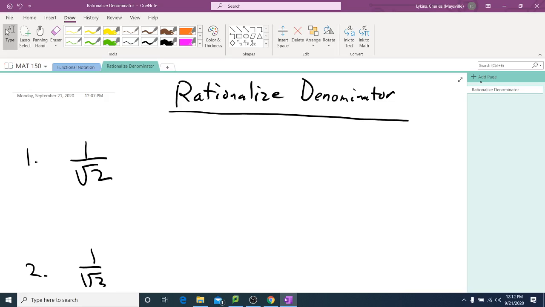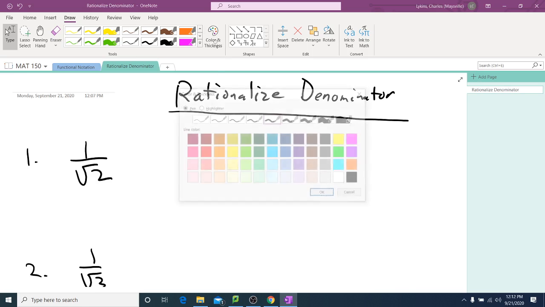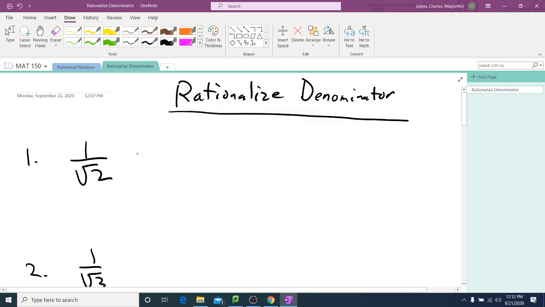Okay, welcome. Today we'll talk about rationalizing the denominator. One thing in math we do not like is having a square root or a radical sign in your denominator. So I've got about 10 examples, and these are simple examples of rationalizing your denominator. So whatever your denominator is, you always want to multiply the top and bottom by that denominator.